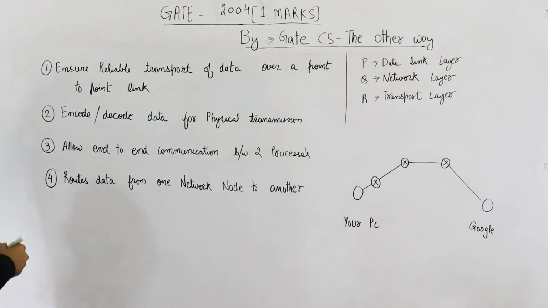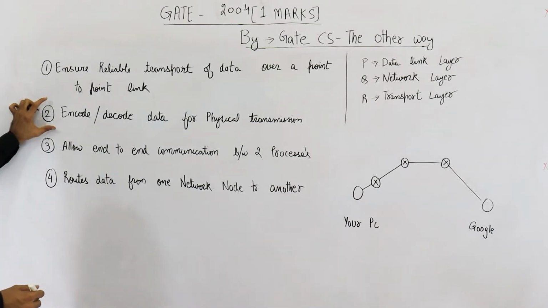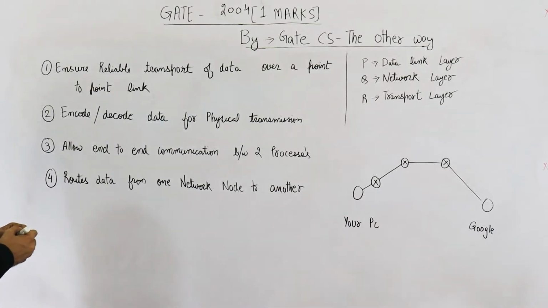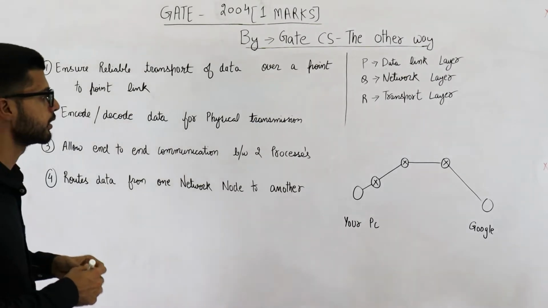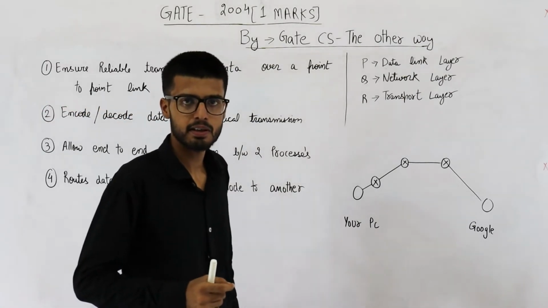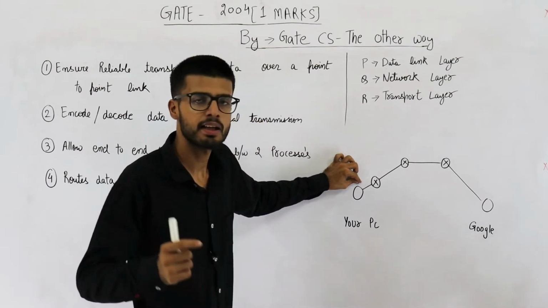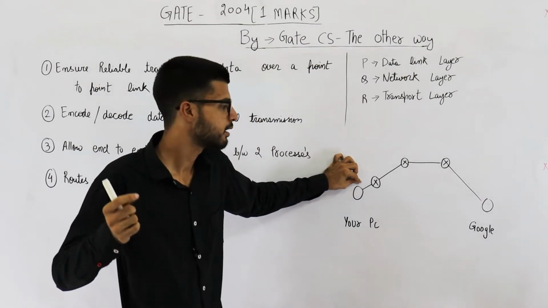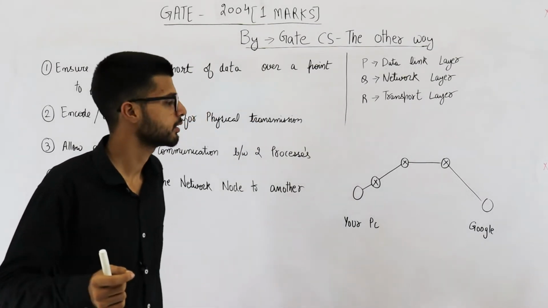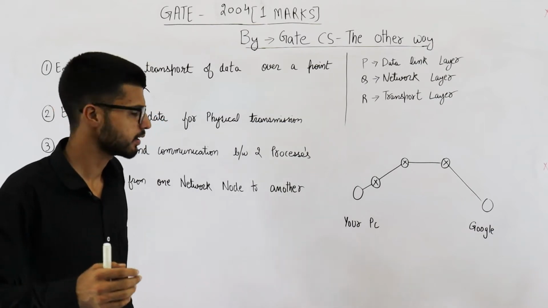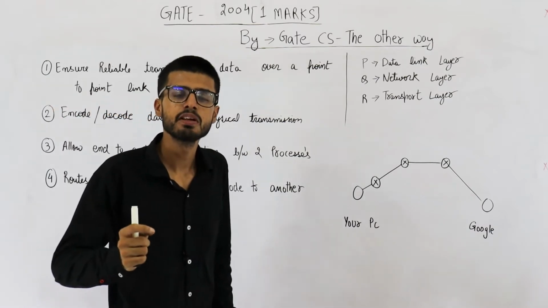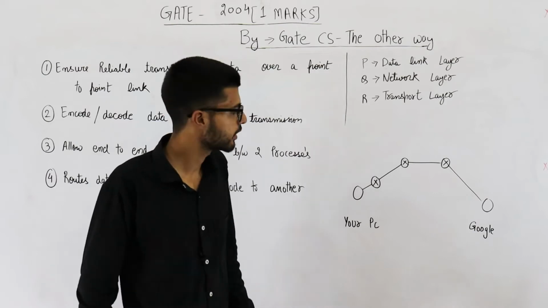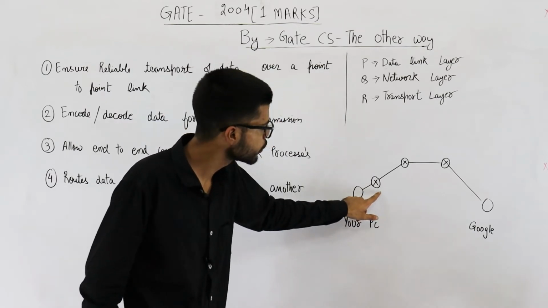And then point number 2 says encode and decode data for physical transmission. Now data link layer has prepared a frame. It has written all that MAC address and source address along with redundant information for error control, and a lot of things. That frame will actually be given to physical layer for transmission through this media.